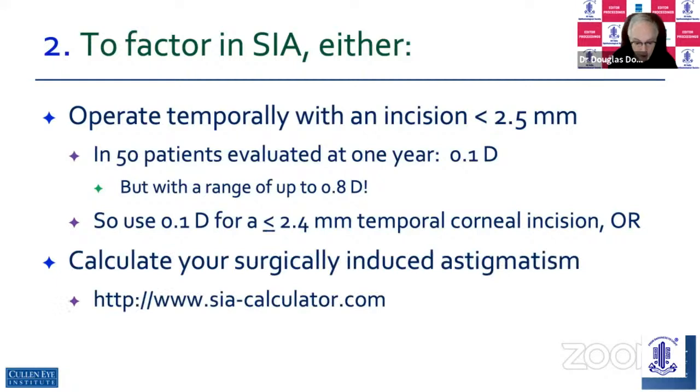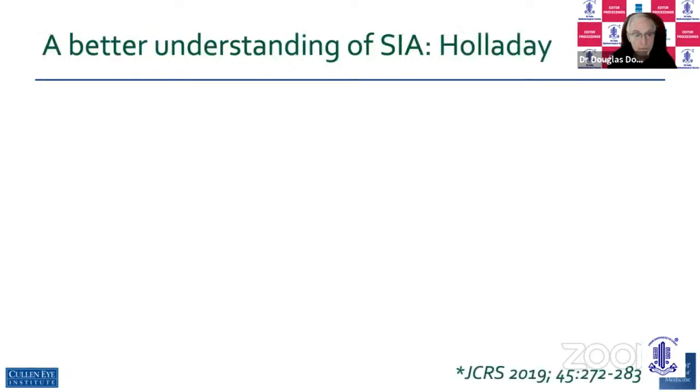You can calculate your surgically induced astigmatism with many websites, including Warren Hill's SIA calculator. And now we have a way for you to calculate it on the ASCRS, ESCRS, and JCRS websites with a corneal SIA spreadsheet that Abhay Vasavada has done.